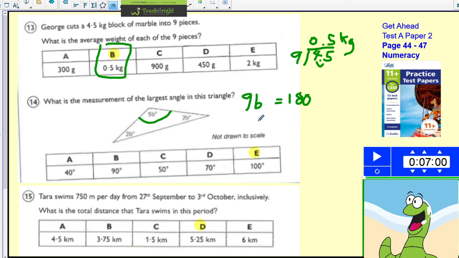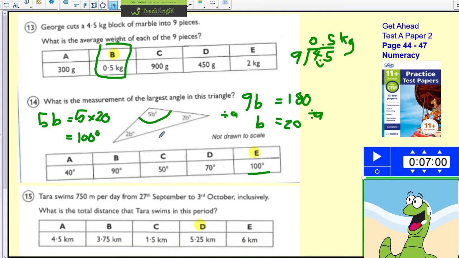The reason it's worth writing this out is I can now work out what b is. If 9 lots of b is 180, b is going to be both sides divided by 9. 180 divided by 9, I think we might have seen this one possibly before. 9 goes into 18 2 times, but it's not 18, there's an extra 0, so it goes in 20 times. So now I know that b is 20, what will 5 lots of b equal? Well, it's going to be 5 lots of 20. And that's the same as saying 100 degrees. Just where the answer came from.